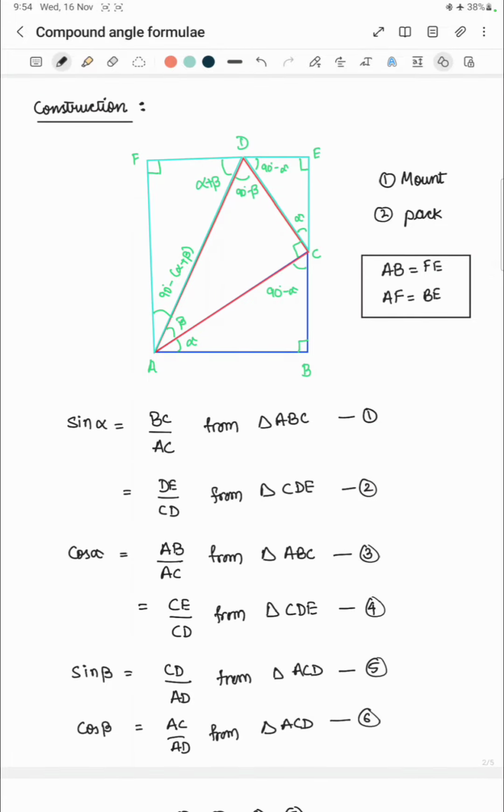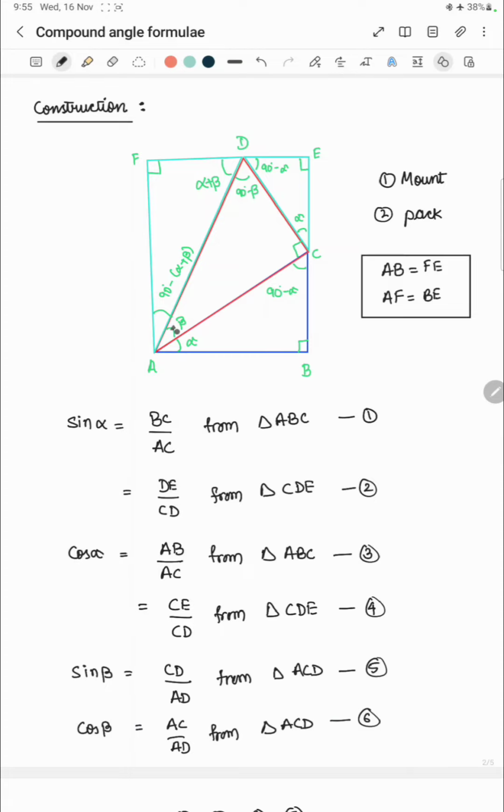Now the trick is called mount and pack. So observe carefully. Construct a right triangle ABC. Here the acute angle is alpha. Now this ink blue triangle is ABC. That is our first triangle. Now place a second triangle on top of this first triangle. Look at the red one. That is ACD. Now this is also a right triangle, first thing.